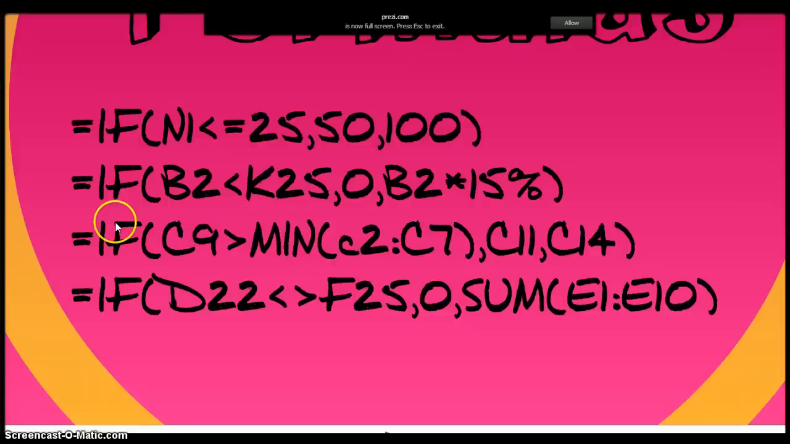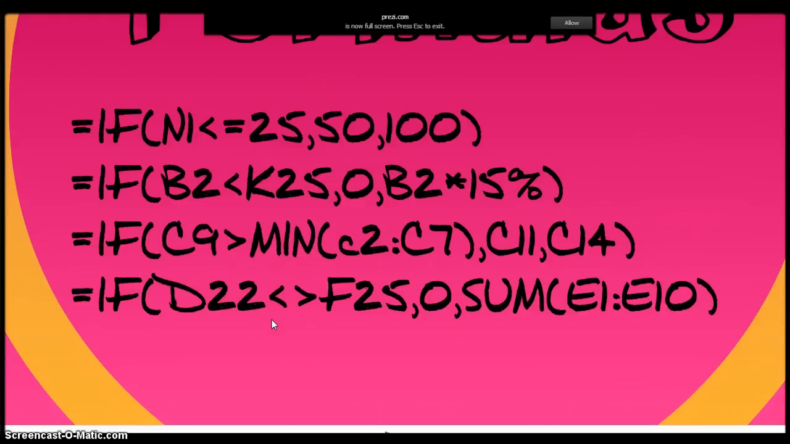If you said, if C9 is greater than the minimum of C2 through C7, then the answer is C11. If C9 is less than or equal to the minimum of C2 through C7, then the answer is C14. So hopefully you got that right. If you didn't, you want to make sure that you look at that again. I know that this part was a little bit confusing. We hadn't seen one like this before, so this is a little bit more complicated.